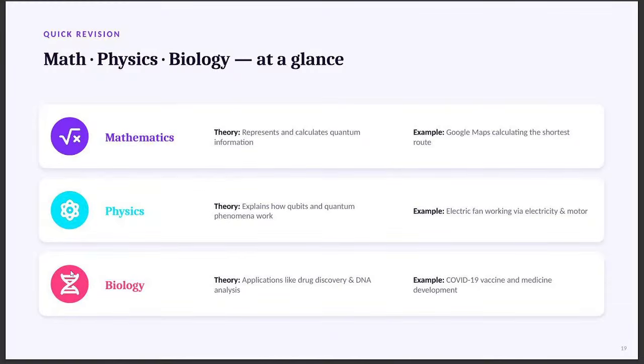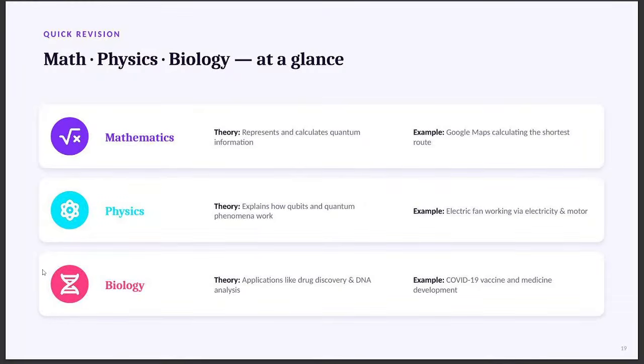So we have discussed three important subjects. One is mathematics. Mathematics helps us to describe quantum states, represent qubits, calculate probabilities, and design algorithms. Remember the Google Maps example. Without mathematics, Google Maps cannot find the shortest path. Now moving on to physics.